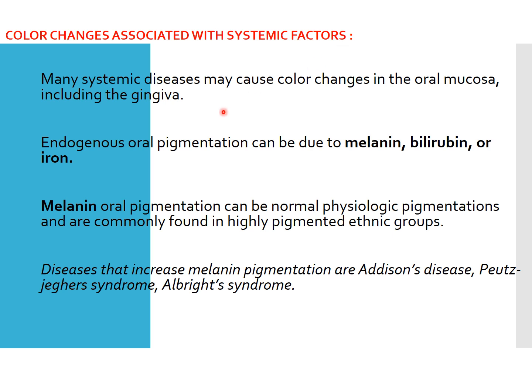So there can be endogenous factors and exogenous factors for these color changes. Endogenous can be due to melanin, bilirubin or iron. Melanin pigmentation will be more, that is a normal physiological change mostly found in highly pigmented ethnic groups. Also some diseases can cause melanin pigmentation: Addison's disease, Peutz-Jeghers syndrome and Albright syndrome.